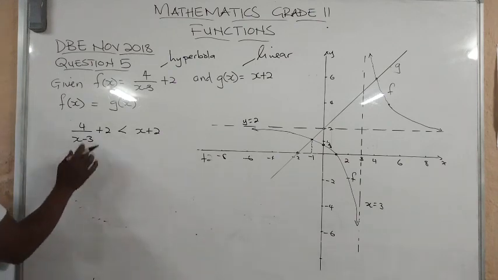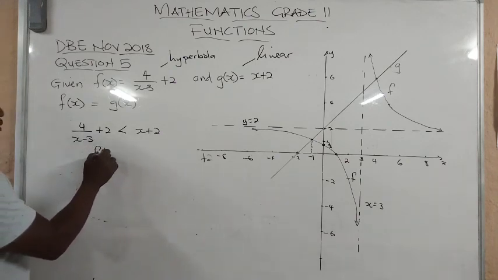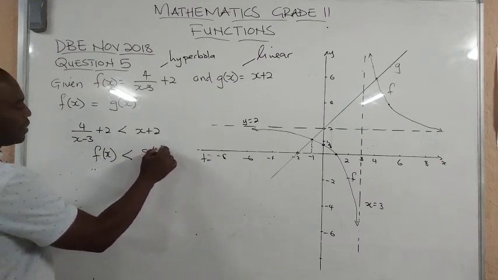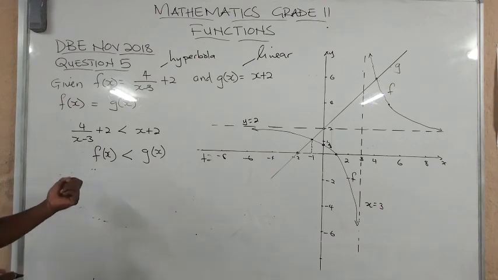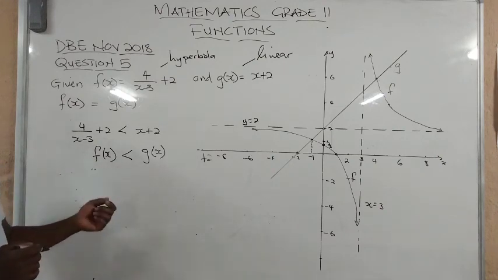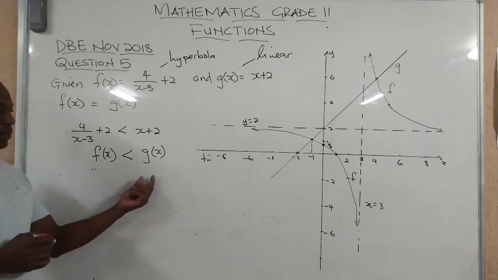So you can see that this is f of x less than g of x. So basically we are looking on the part of the graph where f of x is below g of x.